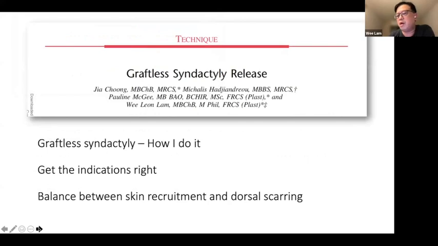So what do I do? I make sure I choose the right patients as mentioned earlier, and get the indications right. So I don't use it in all patients. And in terms of techniques, I have experimented with different techniques and thought long and hard and finally settled on something which I think is the best balance between skin recruitment and dorsal scarring.